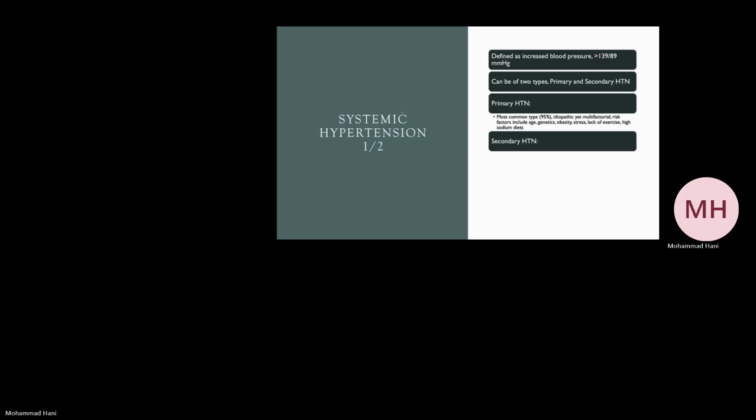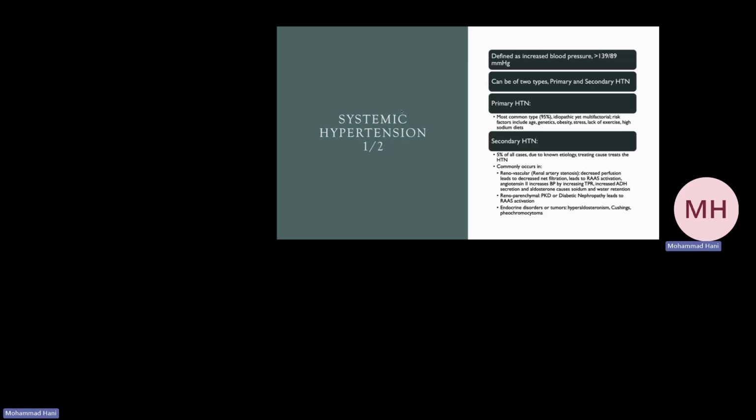Now, what happens is in primary hypertension, it's untreatable because there's no identifiable pathophysiological mechanism. However, it's controllable. With medication, it can be controlled. Whereas secondary hypertension is around 5% of all cases, and it arises because it is secondary to some other pathology. If you treat that pathology, you will also effectively treat the secondary hypertension that arises because of it.